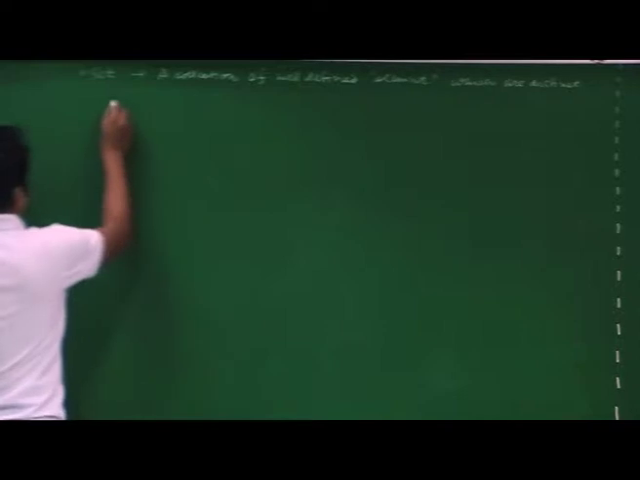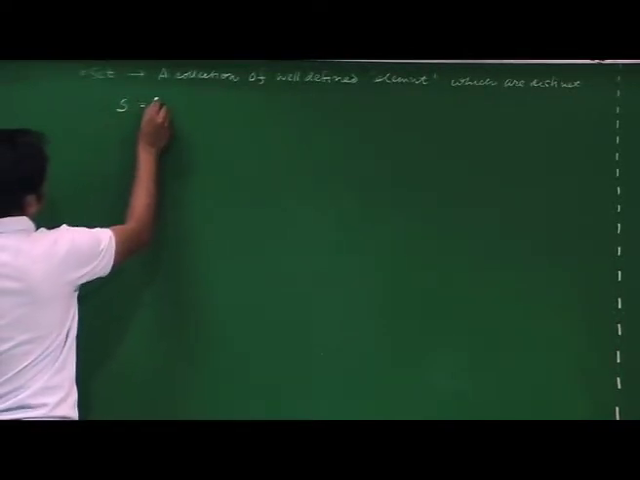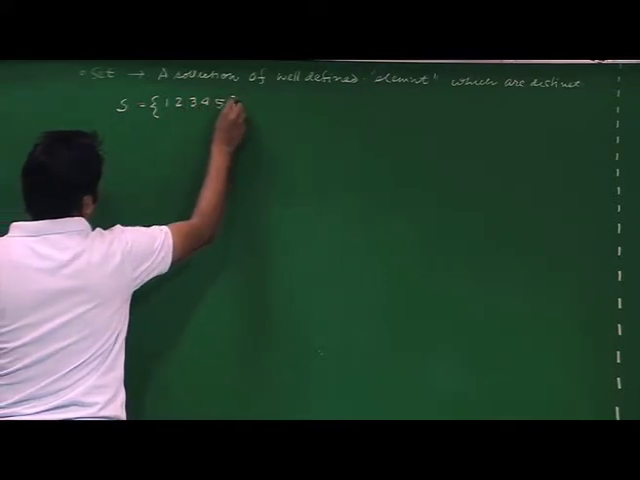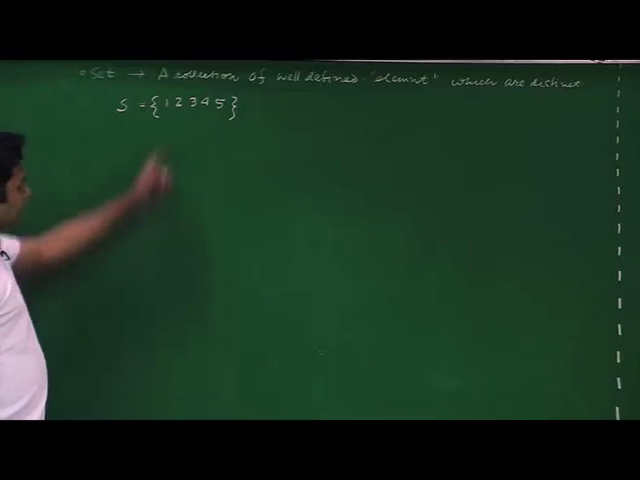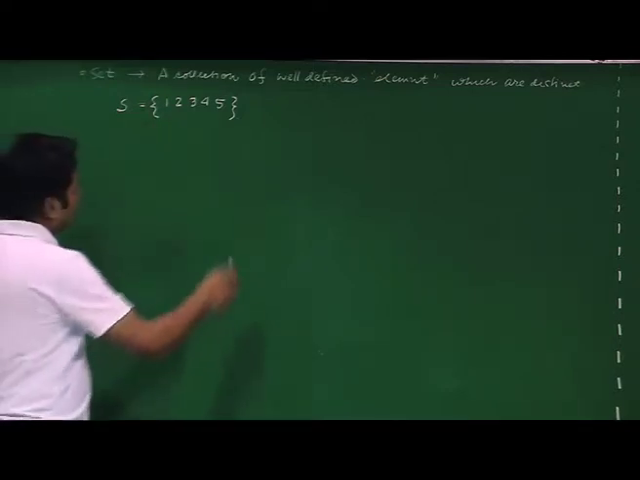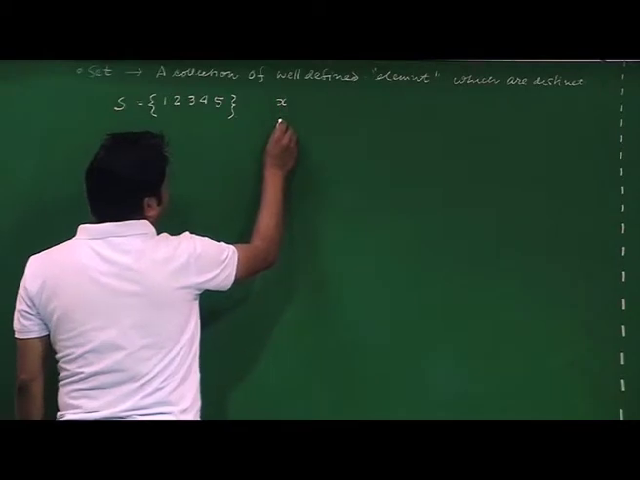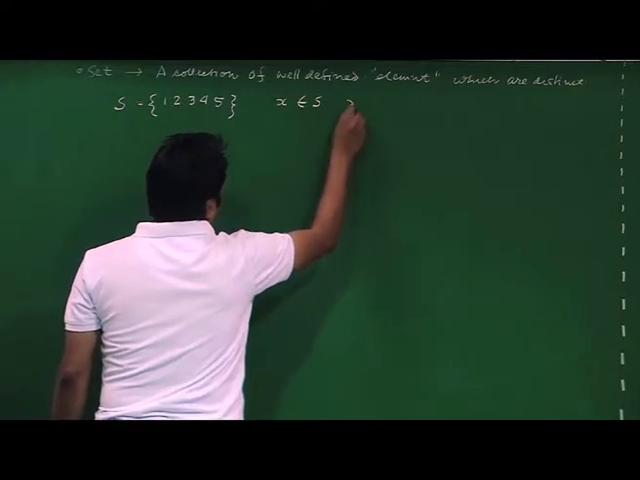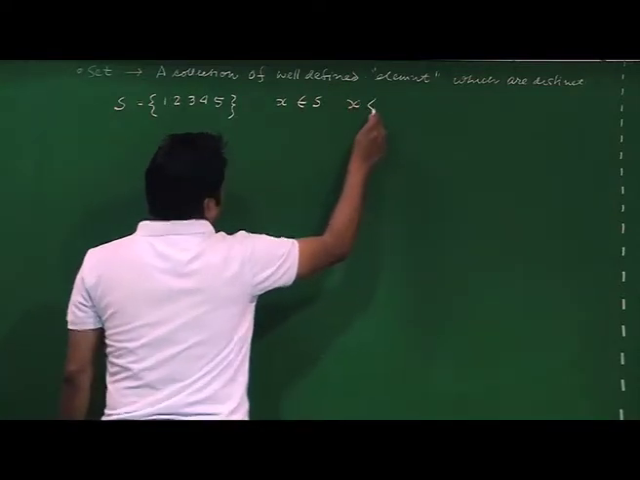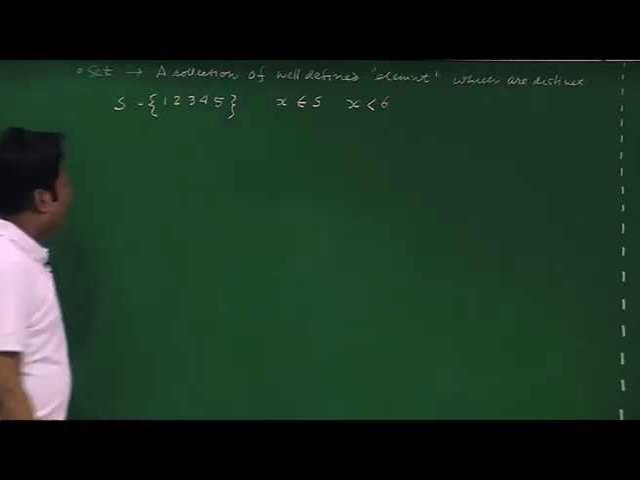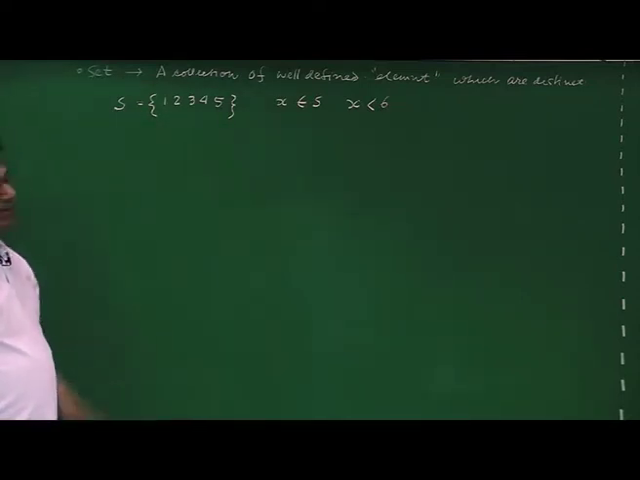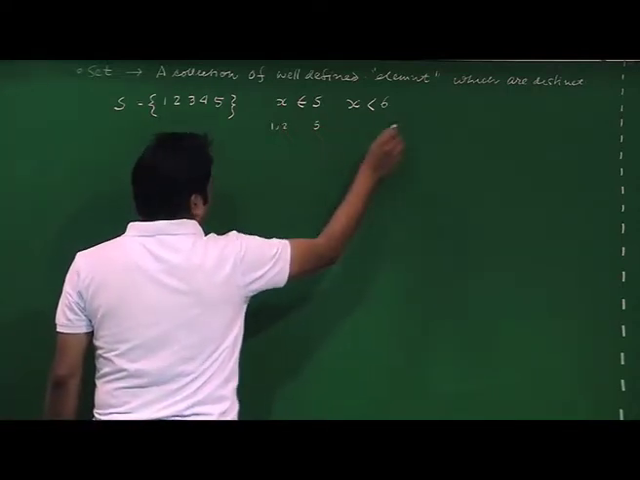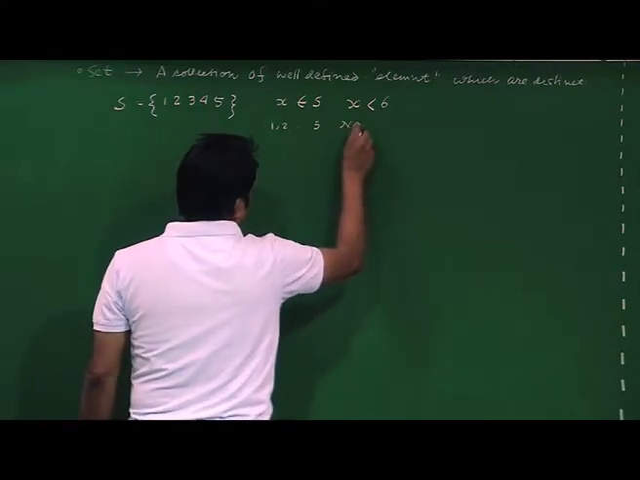A simple example: if S is a set containing the numbers 1, 2, 3, 4, 5, the extension of these numbers is up to 5. So, I can say any general element x which belongs to the set S is restricted by this. 1, 2, 3, 4, 5 and so on is the set of natural numbers, we call it natural numbers.